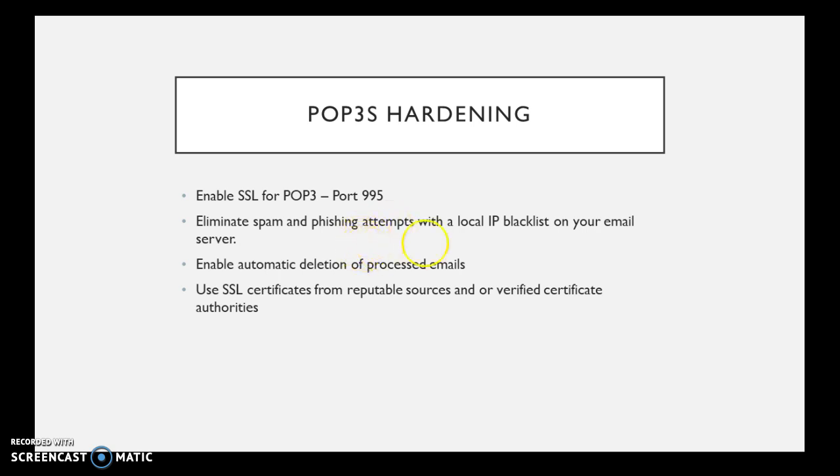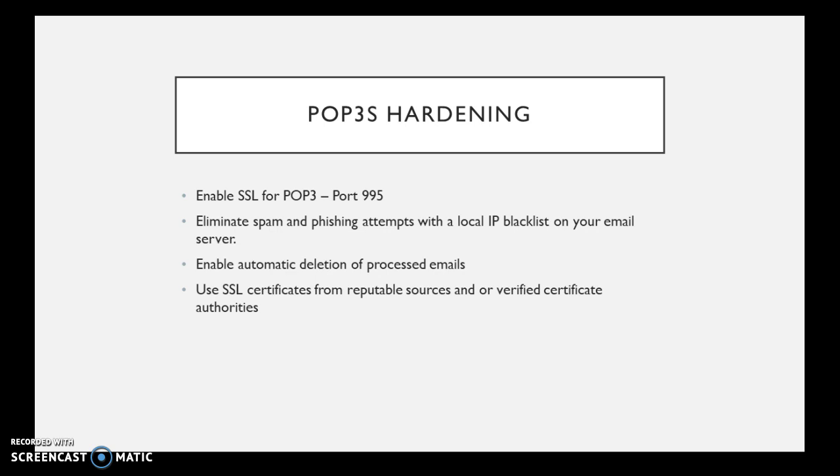Some other hardening recommendations: to eliminate spam and phishing attempts, you can use a local IP blacklist on your server. You want to flag emails that you know are sending out phishing attempts or spam and add them to the blacklist, and that should put an end to those emails. Obviously, it's probably a never-ending cycle, but this will greatly reduce the amount of phishing attempts and spam that you see within your server.